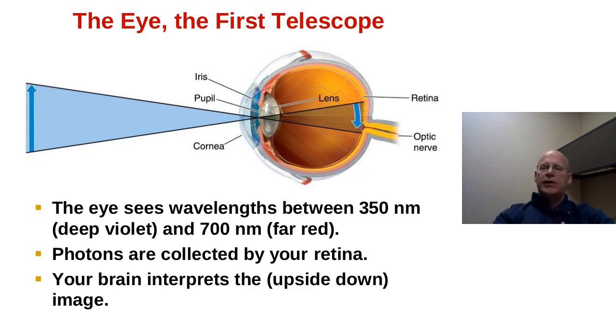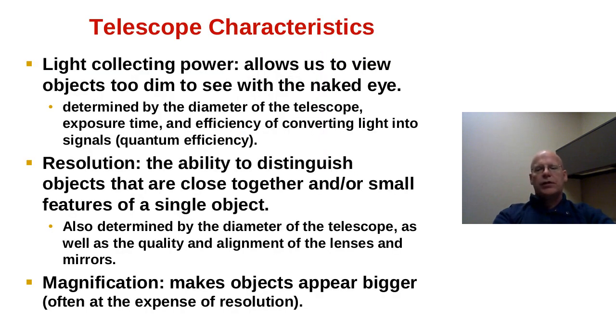And even the early telescopes only had, Galileo saw everything upside down. His telescope only had one lens in it. So how do we characterize telescopes? A telescope is basically a giant bucket to collect light. Instead of collecting water, we want to collect photons.